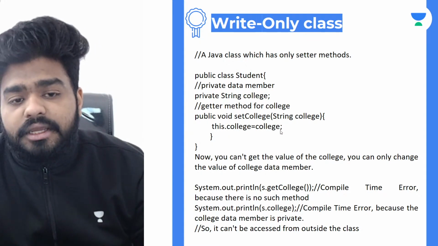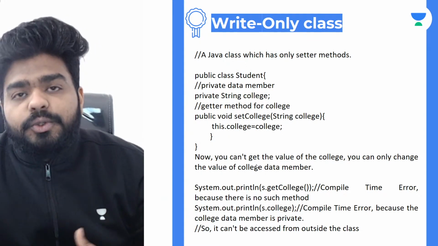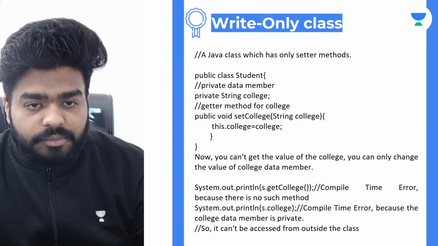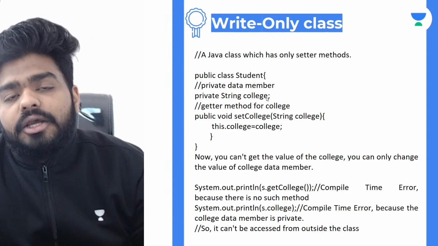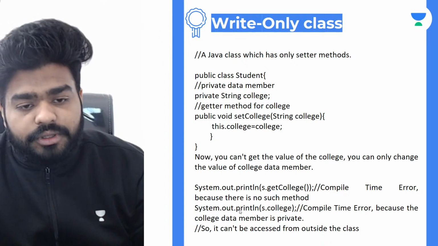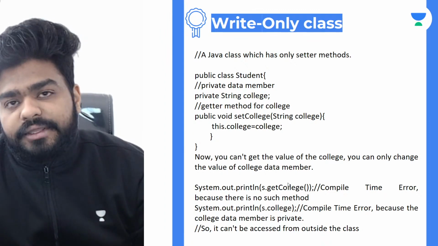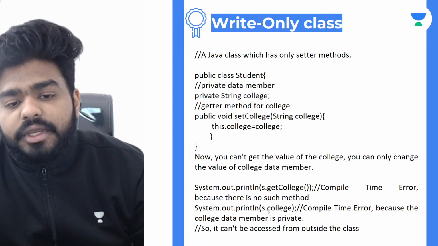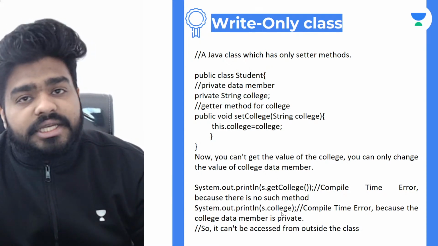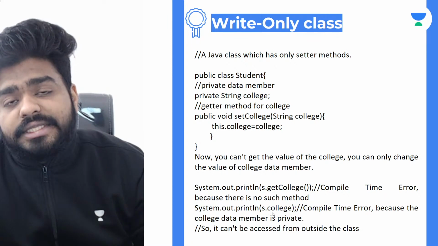So basically what is happening, you cannot get the value here, you cannot read it, but you can write it. Basically, you have not given a value here, so you can put values here. So if you write System.out.println(s.getCollege()), it will give you an error because getCollege is not there. Or if you write s.college, what is s.college? s.college is fetching the variable.